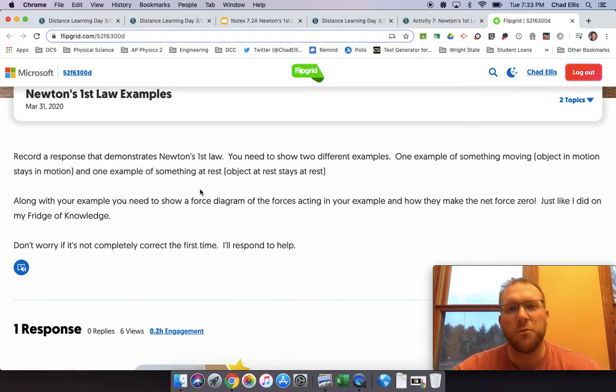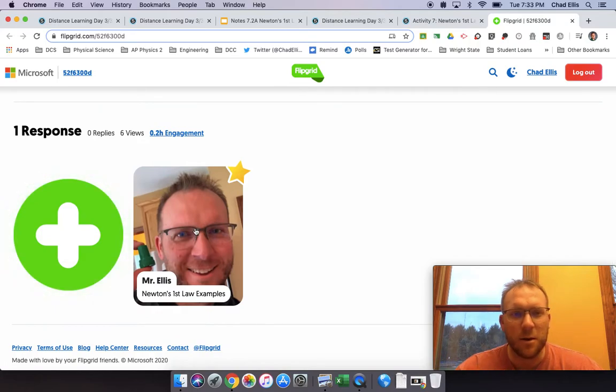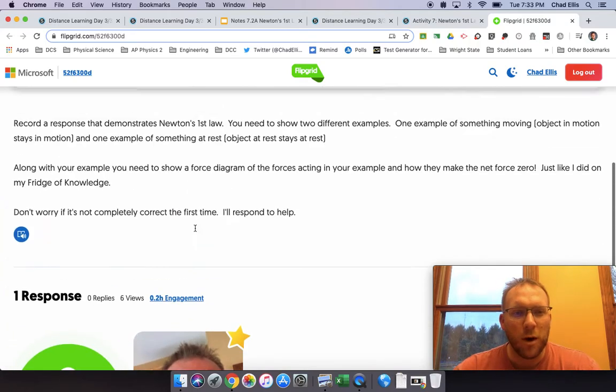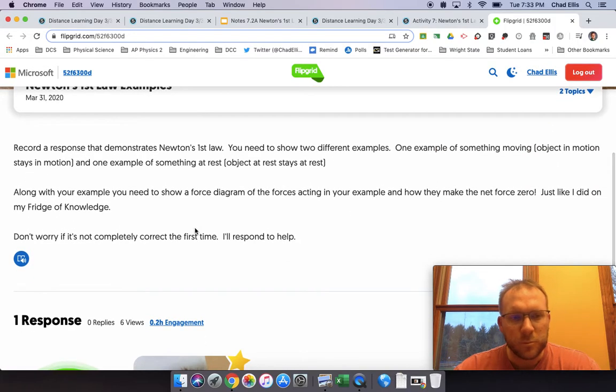Along with your examples, you're going to show force diagrams that show all the forces acting on it. Keep it simple. Also give an explanation as to why it is doing what it is doing. My response is an example. Use that as a guide for what I want it to look like. And don't worry, if you do it one time and it's not correct, I will definitely respond to you and give you some guidance and pointers on how we can fix this. We've noticed we're not getting it correct. I want us to try to get it correct and understand what Newton's first law is all about.